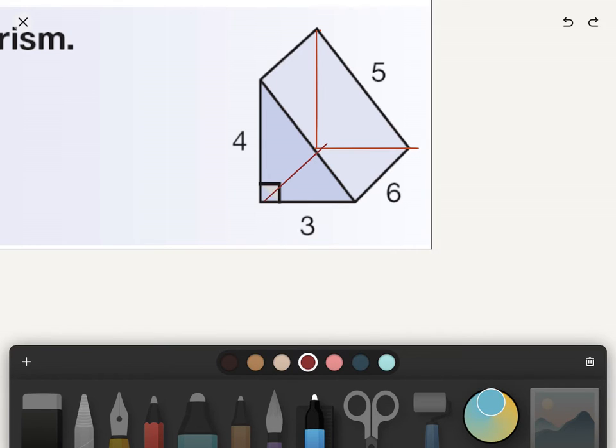4. Yep, I'll just get that there. And then what would the length of this corner need to be? Yeah. Okay, so that's 6.